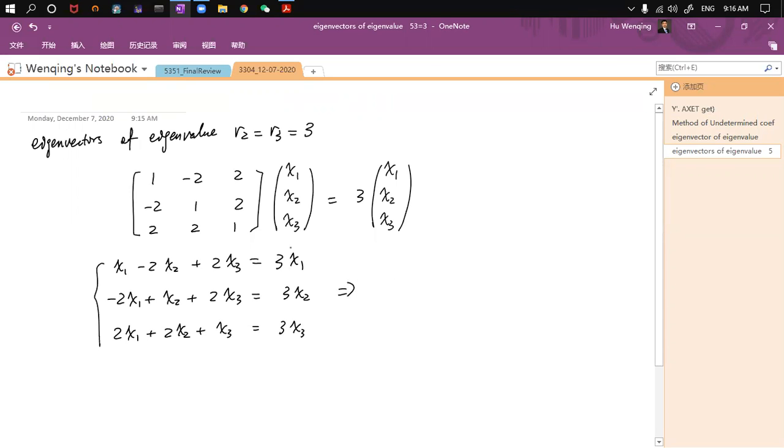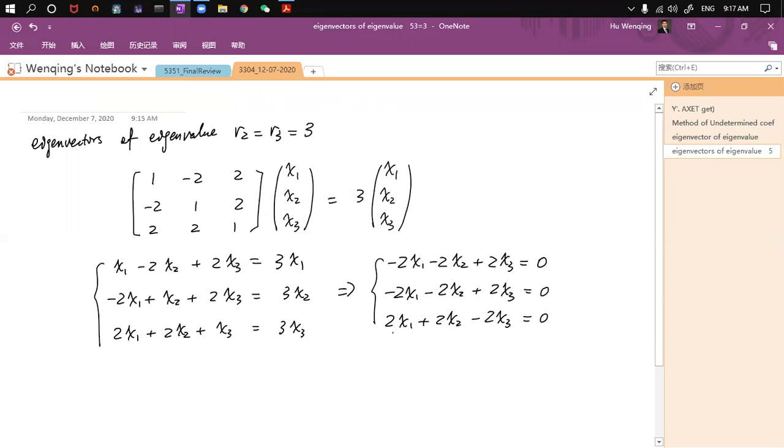You can see that the first equation is minus 2 of x1 minus 2 of x2 plus 2 of x3 equals 0. The second equation tells you minus 2 of x1 minus 2 of x2 plus 2 of x3 is equal to 0, so that's the same thing as the first equation. And the third equation is 2x1 plus 2x2 minus 2x3 equals 0. This is nothing but minus 1 multiplied by the first two equations.